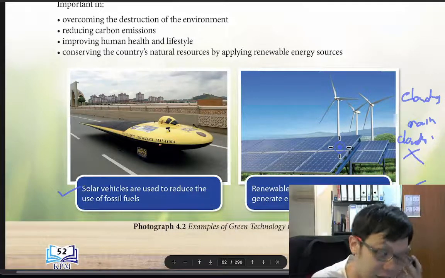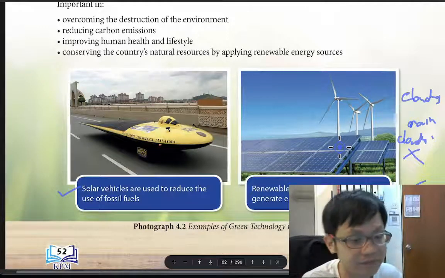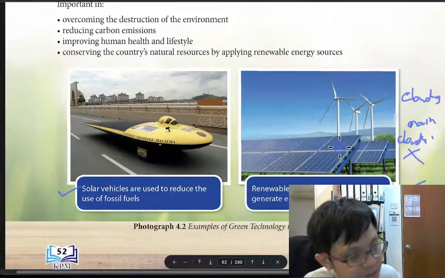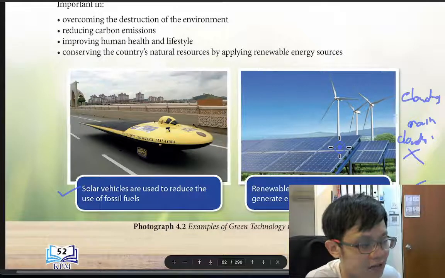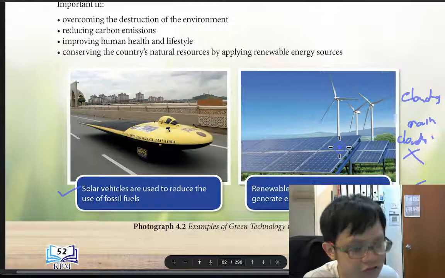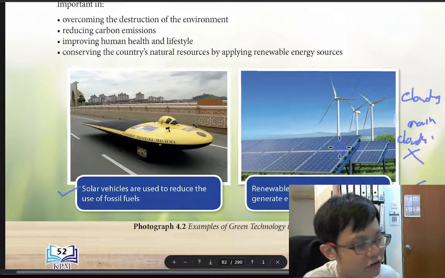But of course I know TNB they got offer all this electric scheme. So still got lah, Malaysia people still got.